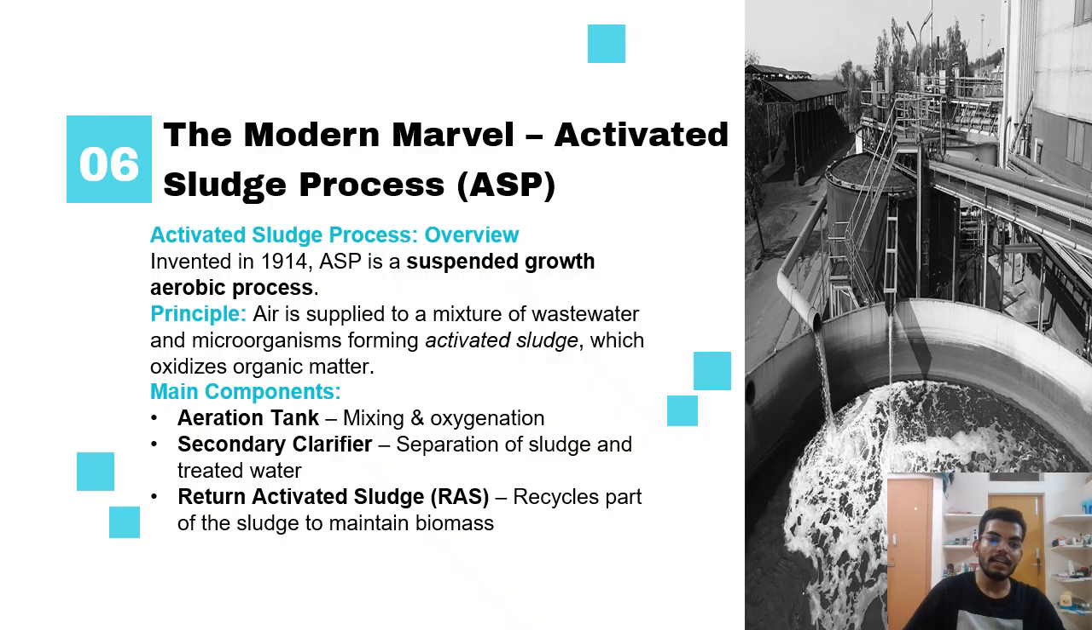The aeration tank helps in the mixing and the oxygenation. The secondary clarifier helps in the separation of sludge and treated water. And the return activated sludge helps to recycle part of the sludge in order to maintain the biomass.